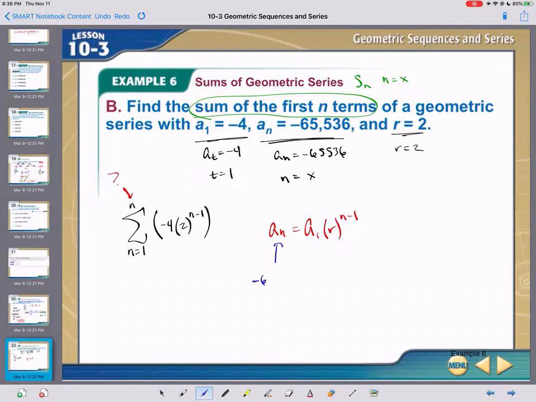You would have to solve this, plugging in your values, where -65536 equals A1, we know is -4. That we knew, and we know the ratio as well is 2 to the n minus 1. You'd have to work through and solve that to get your n if you want to do this by algebra alone. But I'm just going to use my calculator.